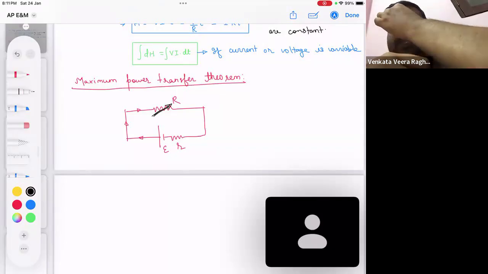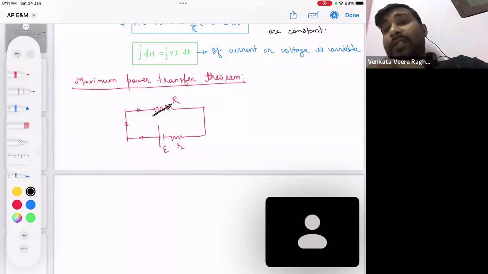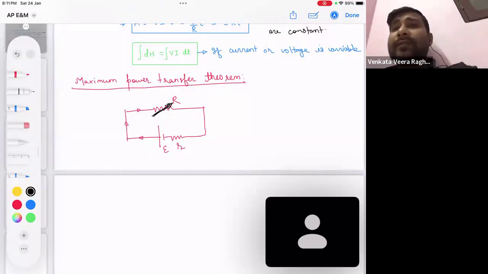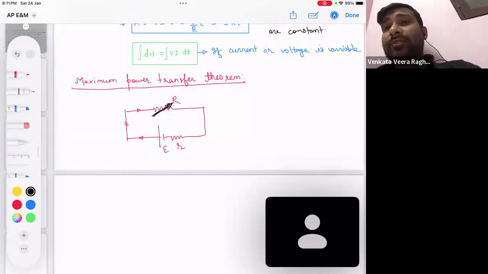And now, after changing to different values of resistance, I will try to find out the power developed in this resistance R. This arrow symbol is the symbol of variable resistance. So tell me when I will get maximum power passing through the resistor R. If I keep on continuously increasing the value of capital R, am I going to keep on increasing the power also?